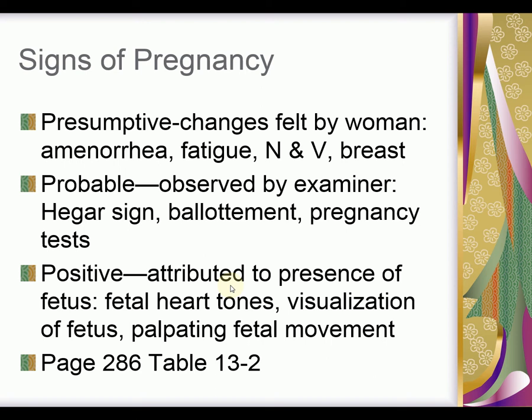Probable. These are things that an examiner would observe. Just probable. Hegar sign, which is change of color in the cervix. Ballottement. Maybe he did a vaginal exam and he felt the baby move up off the cervix, and it's called ballottement. And of course, pregnancy tests. Most people think of a positive pregnancy test being a positive sign, but it's not. Pregnancy tests, as we discussed, could be falsely positive and falsely negative. So there's reasons that is only considered a probable sign.